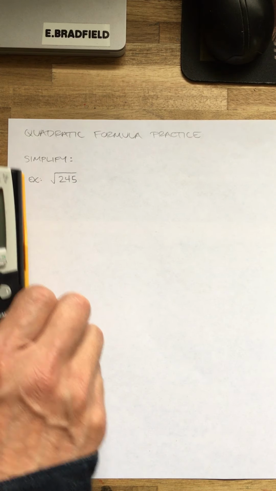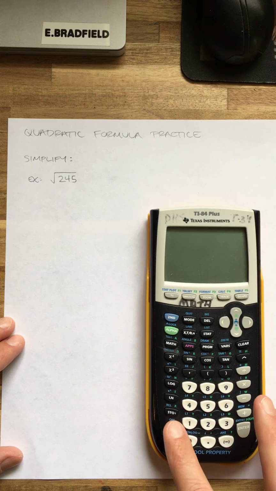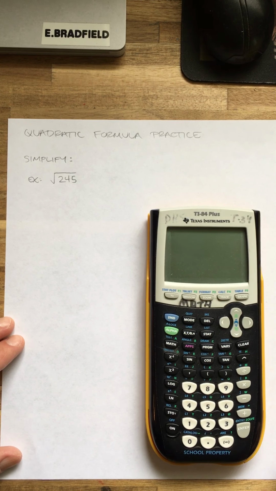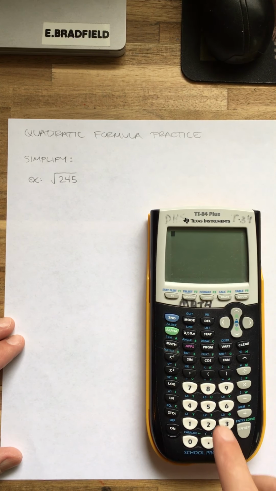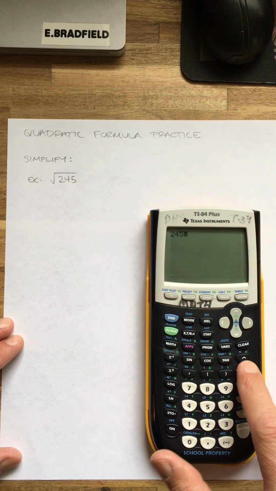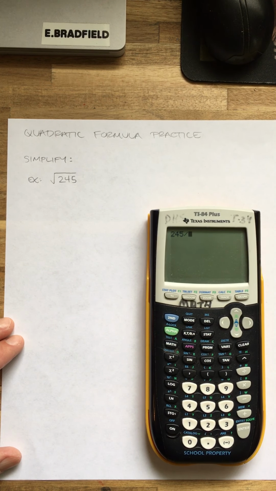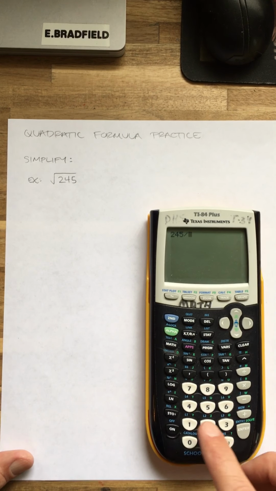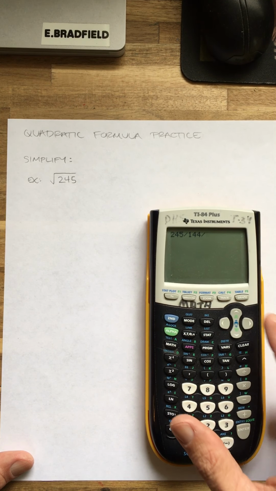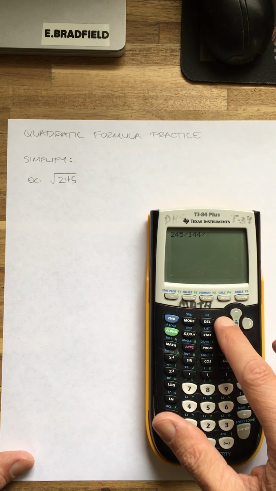So we'll get our calculator, okay? Turn it on, press clear. You don't need the distractions, all right? And we'll start with 245, and divide by, what's the first number we're going to try? 144, okay, 144 divided by, oops, I'm sorry, delete that.